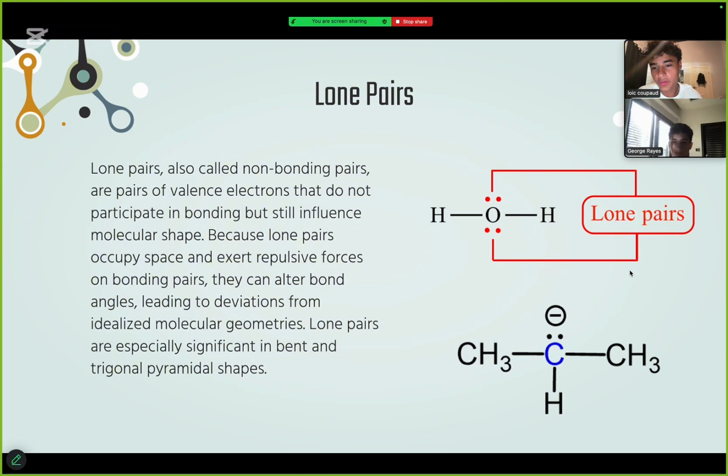Lone pairs. Lone pairs, also called non-bonding pairs, are pairs of valence electrons that do not participate in bonding but still influence molecular shape. Because lone pairs occupy space and exert repulsive forces on bonding pairs, they can alter bond angles, leading to deviations from idealized molecular geometry. Lone pairs are especially significant in bent and trigonal pyramidal shapes. Here are some examples on the side.